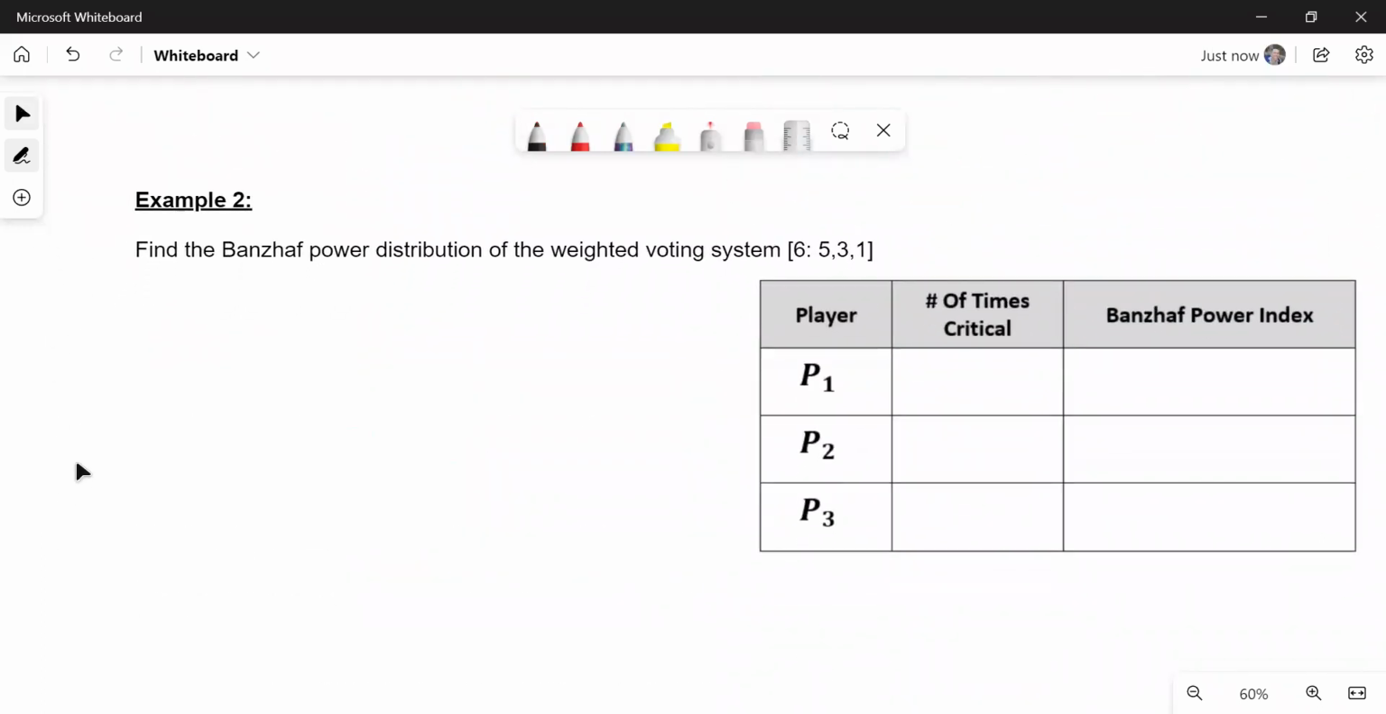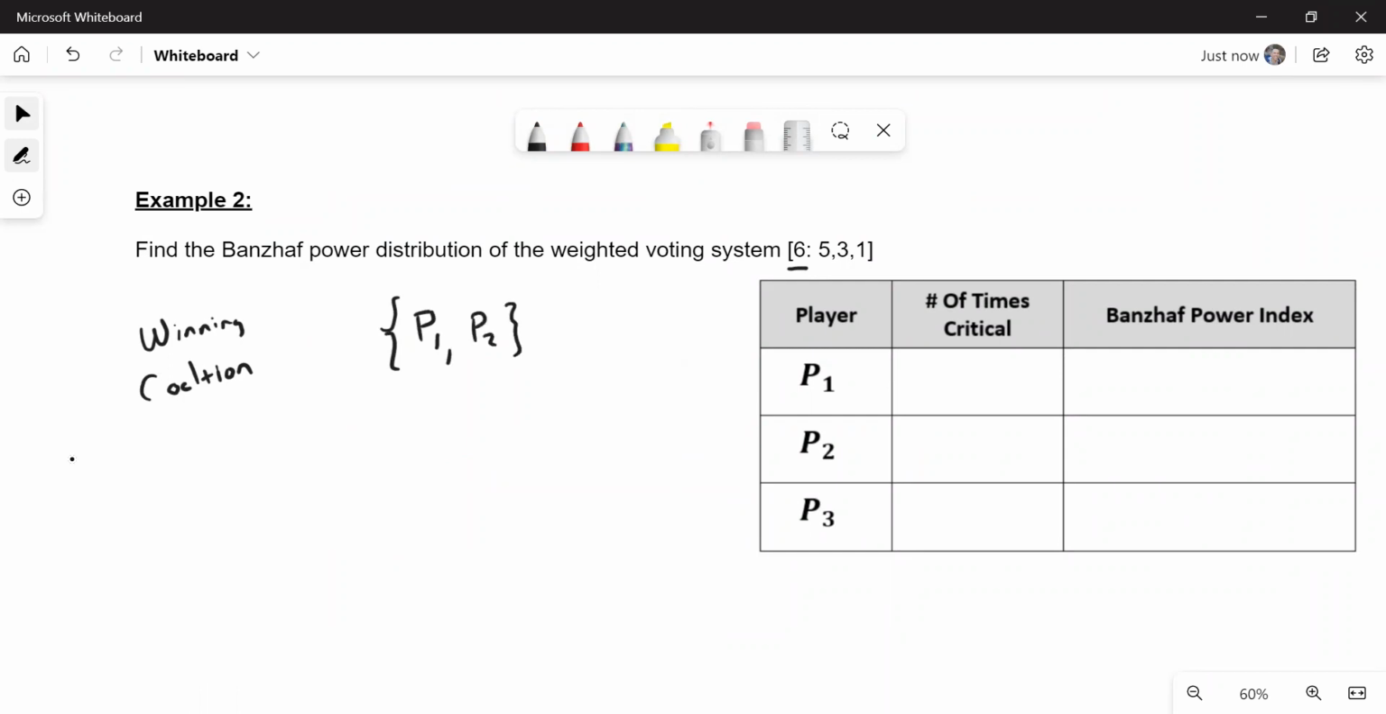I'll get you involved a little bit. In this one, the quota is 6 and the weights are 5, 3, 1. Again, we have no dictator, so there are no 1-player winning coalitions, but we do have something in 2-player. All right, so let's see. If you get players 1 and 2 together, that's enough.